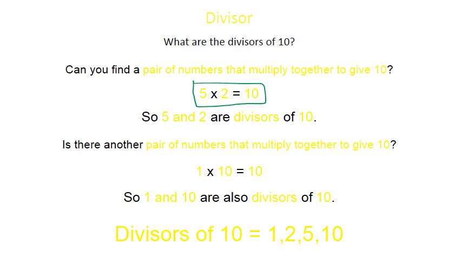Are they only the two divisors of the 10? No, because there are also another two pair of numbers. When I multiply them together, the product is 10. They are 1 times 10. So till now, I have 5, 2, 1, and 10 are divisors of 10. So how do I list them? The divisors of 10, I always start by 1 because you know that 1 is the divisor of all numbers. So 1 times 10 is 10. 2 times 5 is 10. So the divisors of 10 are 1, 2, 5, and 10.